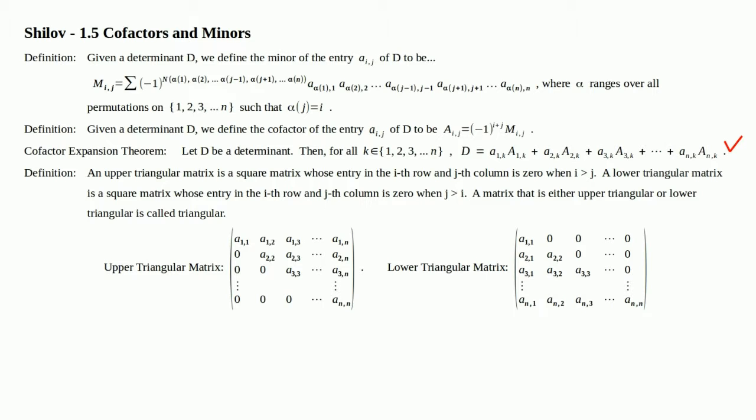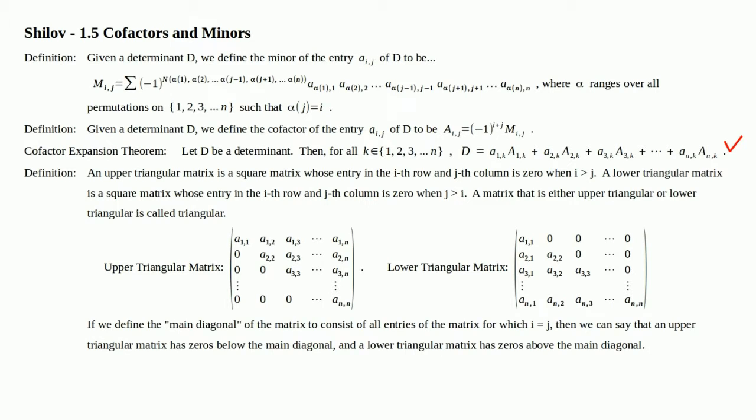Notice that the upper triangular matrix has zeros below the diagonal going from the first entry to the last entry, and the lower triangular matrix has zeros above the diagonal going from the first entry to the last entry. If we define the main diagonal of the matrix to consist of all entries for which i is equal to j, then we can say that an upper triangular matrix has zeros below the main diagonal, and the lower triangular matrix has zeros above the main diagonal. That's why we call it triangular, because it forms a triangle.